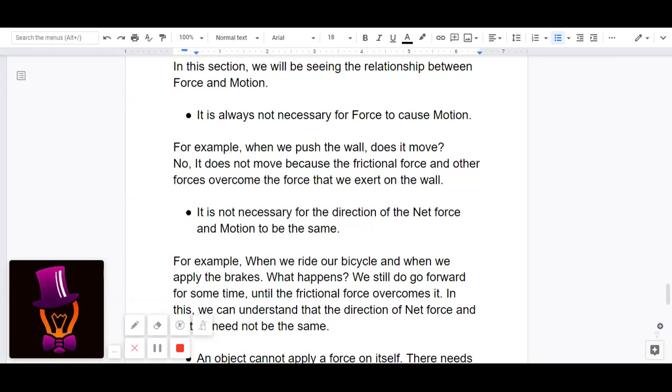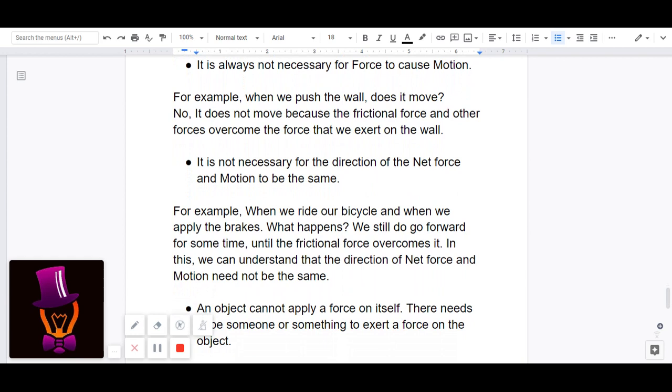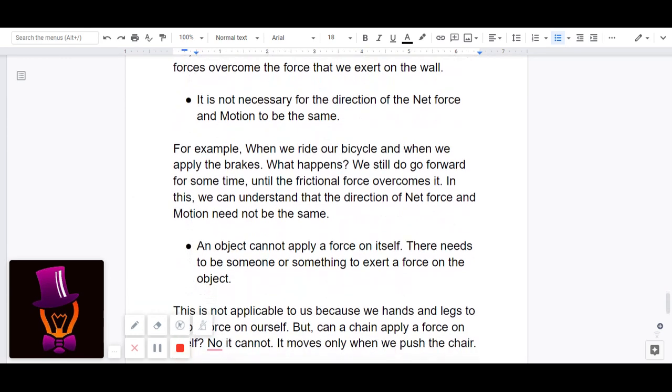Second point, it is also not necessary for the direction of the net force and motion to be the same. For example, when we ride our bicycle and when we apply the brakes, what happens? We still go forward for some time until the frictional force overcomes it. In this, we can understand the direction of net force and motion need not be the same, because when you apply brakes, the net force is in the opposite direction but the motion is in the forward direction. And in a period of time, when the frictional force becomes more, the net force and the direction of motion will become the same. But till then, it's not the same.